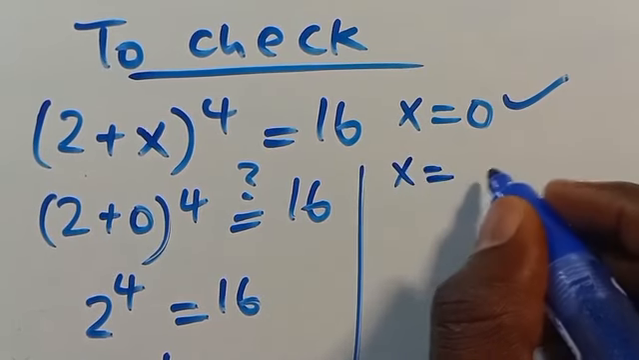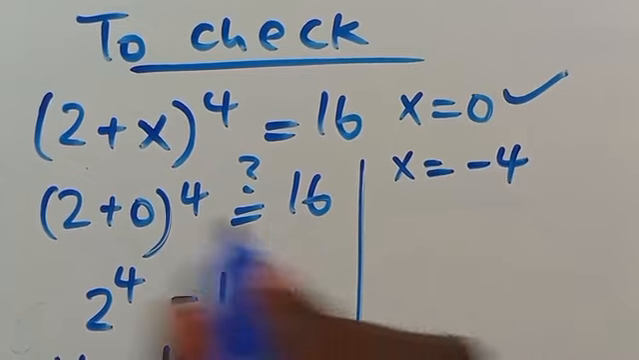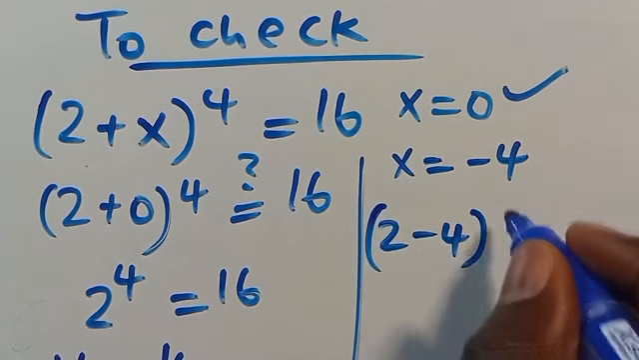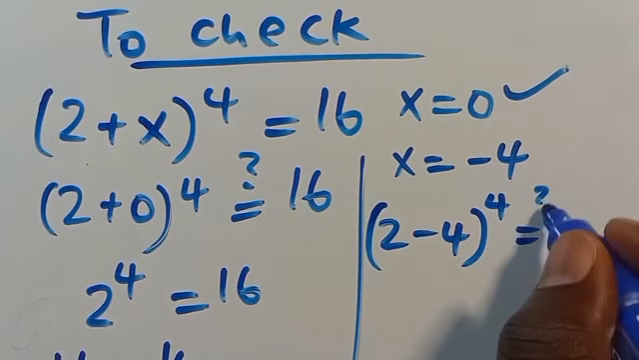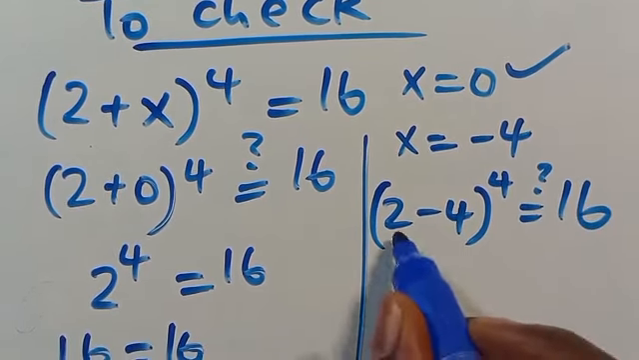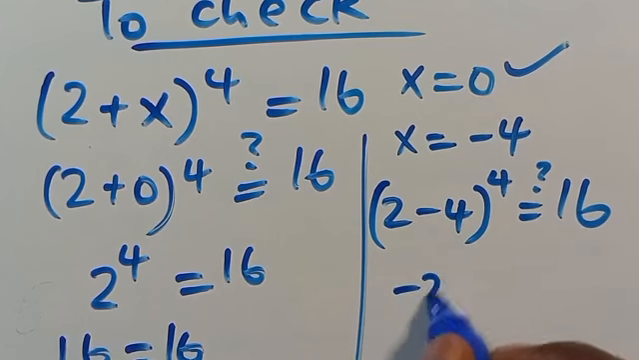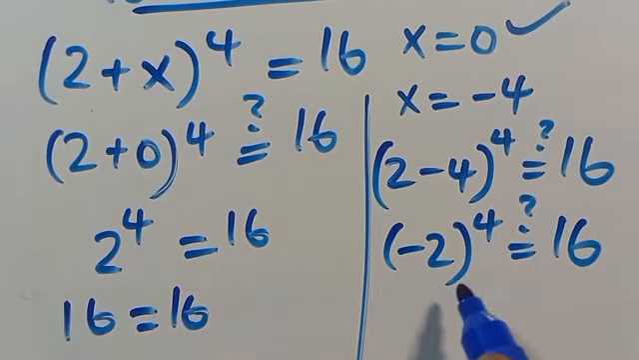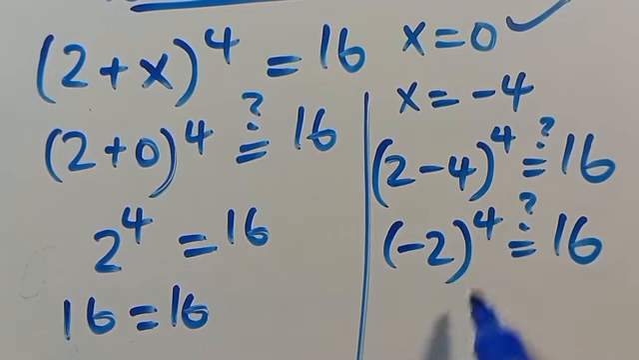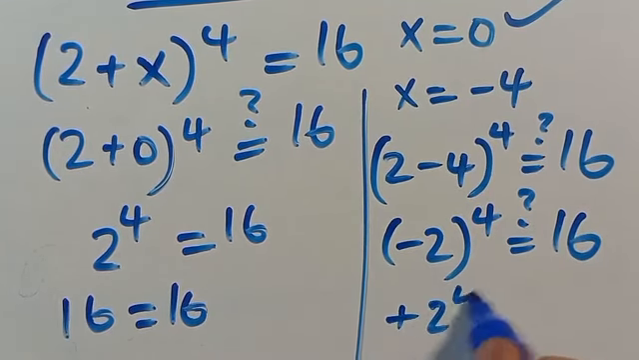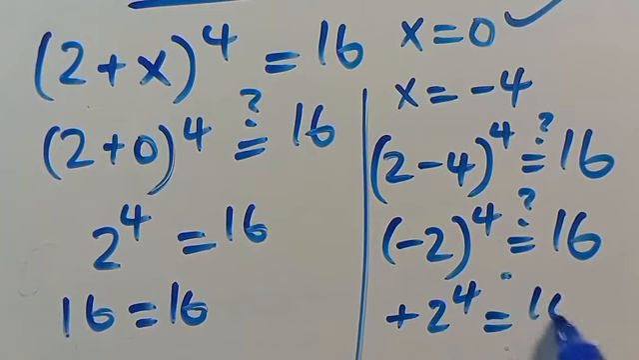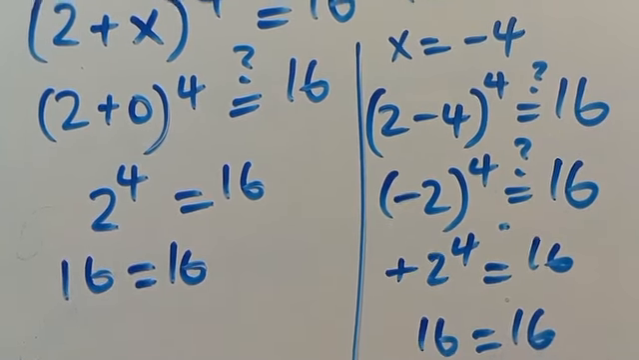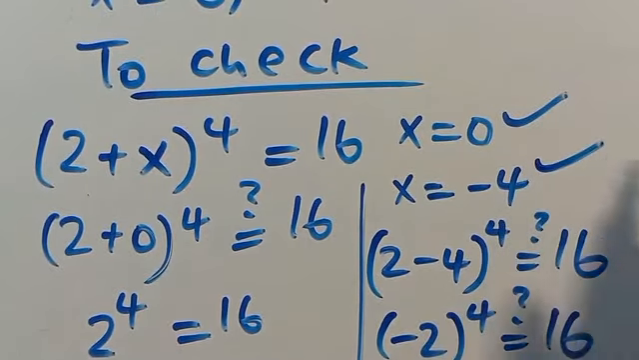when x equals minus 4, so from here we have 2 plus minus 4, in parentheses to the power of 4, is going to give us 16. So from here we have 2 minus 4 will give us minus 2 to the power of 4, which is going to give us 16. Mind you that when a negative is raised to the power of even, we have it to be positive, 2 to the power of 4, then equals 16. 16 equals 16. So the left hand side equals the right hand side. So x equals minus 4 also satisfies.